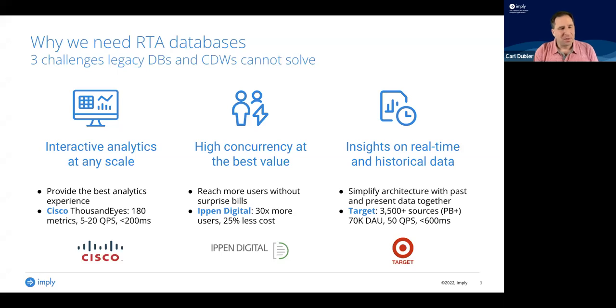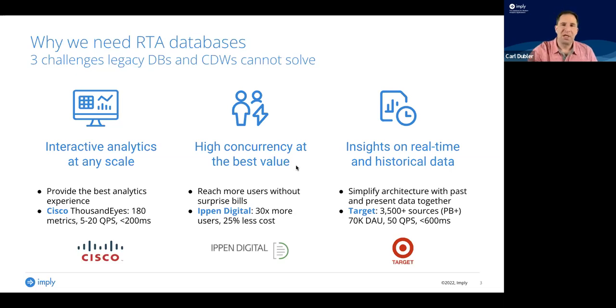Look at some of these customers and what they've done with Druid. I particularly like the Target story. A petabyte of data, 3,500 plus data sources on Druid, 70,000 daily average users, 50 queries per second, all of them on average sub-second in response. That, again, speaks to why, if you're going to do an analytics application, you need a database that's built for it.